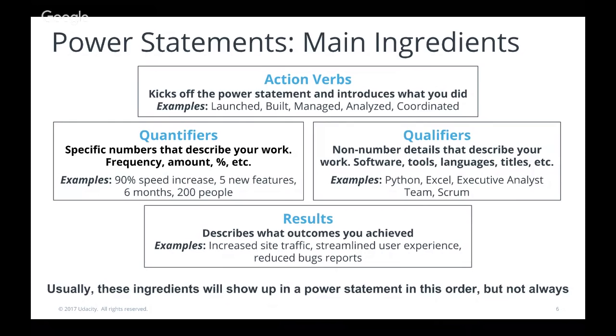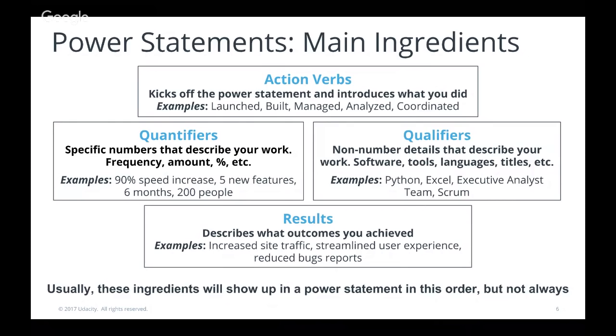And then finally, every power statement should end with a result. And this talks about what outcomes you achieved, what was the value that you added. And sometimes you might see that you have quantifiers in your result. That's totally okay. Or you might have qualifiers in your result or action verbs in your result. That is okay. As long as these 4 items are showing up in your power statement, then that's a good thing. They can be mixed and matched and combined, but you always want to have an action verb at the beginning. You always want to end with a result, and then things can be mixed up in the middle depending on what makes sense for what you're writing.